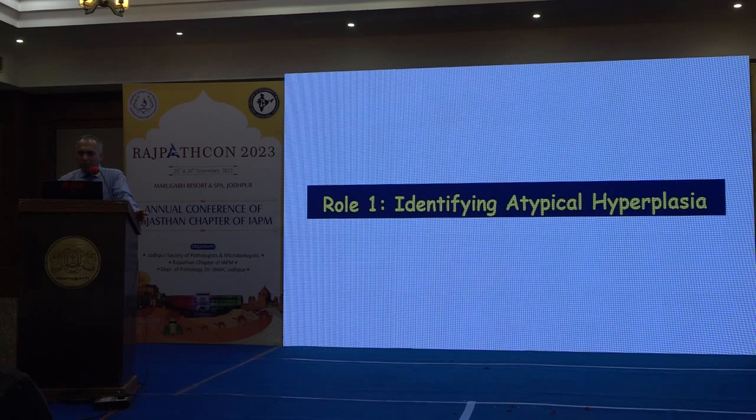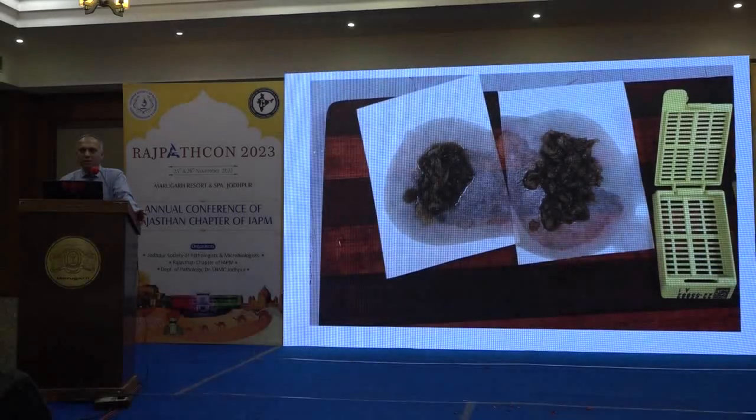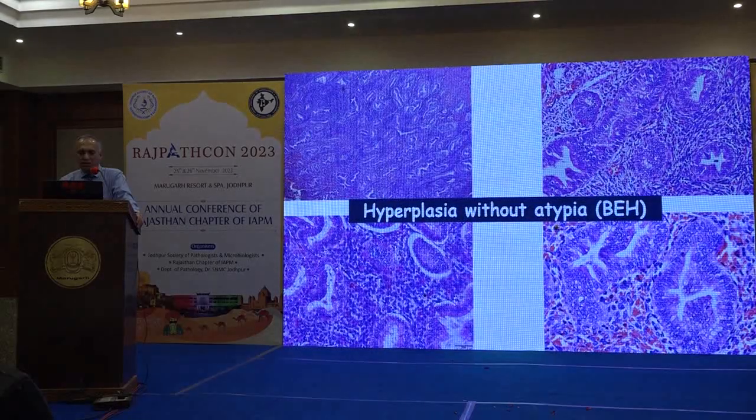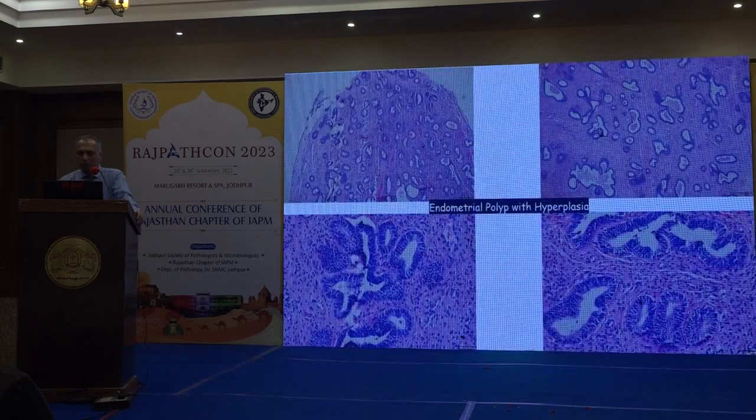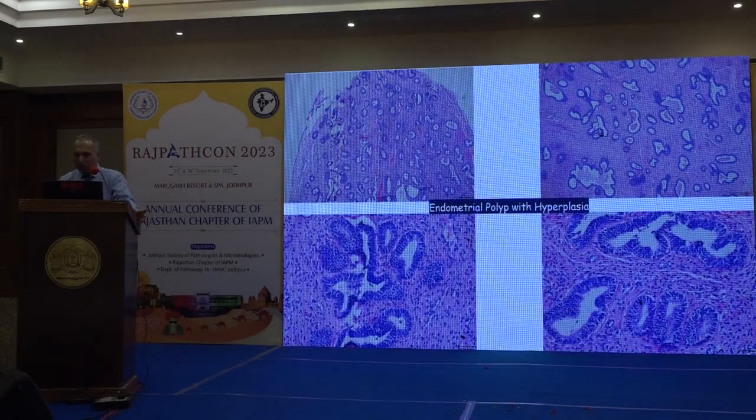One is identifying atypical hyperplasias. Hyperplastic curettings are usually very bulky in nature, and this is how a hyperplasia without atypia would look, or what we call benign endometrial hyperplasia. The glands are well delineated, they are classical cigar-shaped, with elongated nuclei, not very prominent nucleoli, and there is no severe crowding of glands. These are all examples of benign endometrial hyperplasia. You can look at the nuclear features. I won't be going into very deep histological details because that would be a lecture by itself.